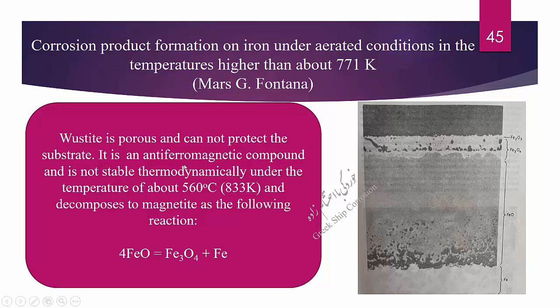It is an antiferromagnetic compound and is not stable thermodynamically under the temperature of about 560 Celsius or 833 Kelvin and decomposes to magnetite as the following reaction. 4 moles of wustite convert to 1 mole magnetite plus 1 mole of iron.